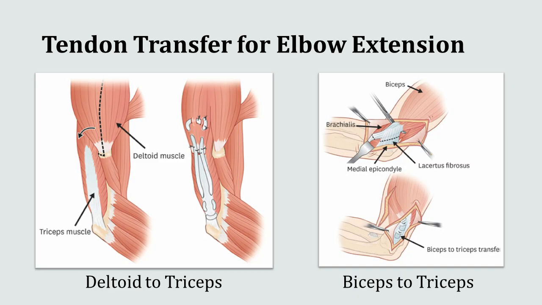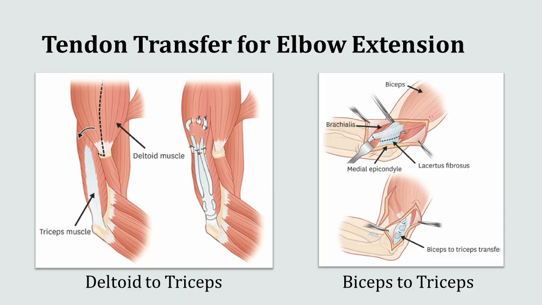So what about those tendon transfer options? So the first one, the deltoid to triceps transfer, is just like I was mentioning. You leave that nerve intact. You take the back half of the deltoid muscle off of the arm bone, which is the humerus. You use a tendon graft.